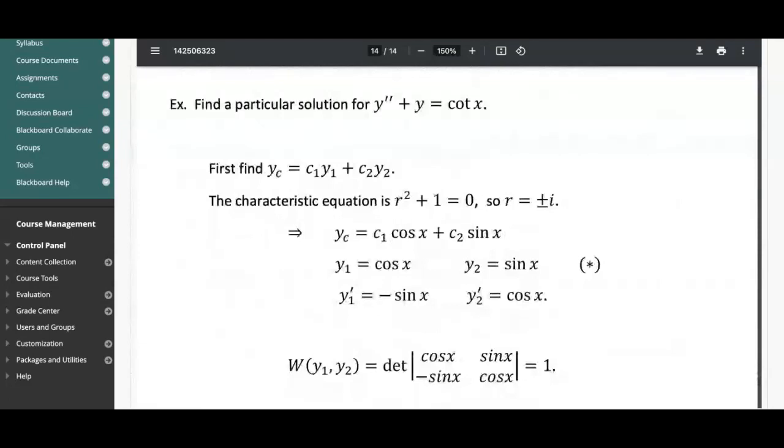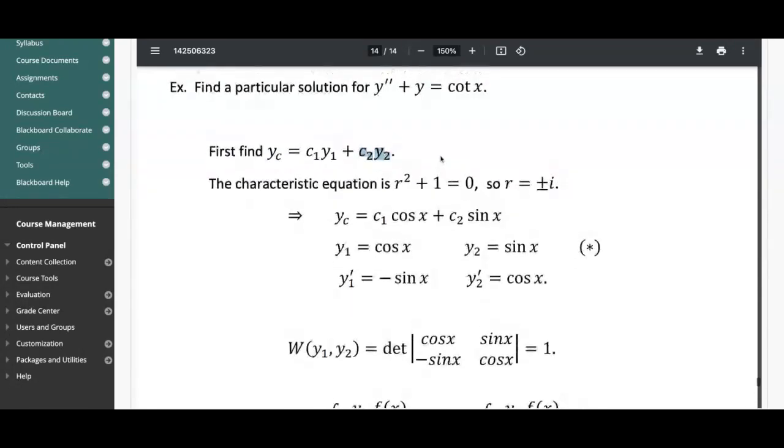Okay, we want to find a particular solution for this. y double prime plus y equals cotangent x. So we want to find complementary solution, c1 y1 plus c2 y2. So the characteristic equation formed to be this. So get plus minus i. Then the complementary solution will be c1 cosine x plus c2 sine x. Right. So y1 is cosine x. What is y2? y2 is sine x. Right.